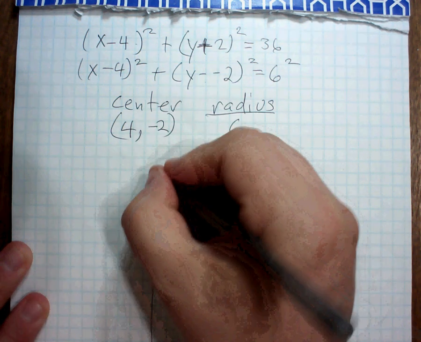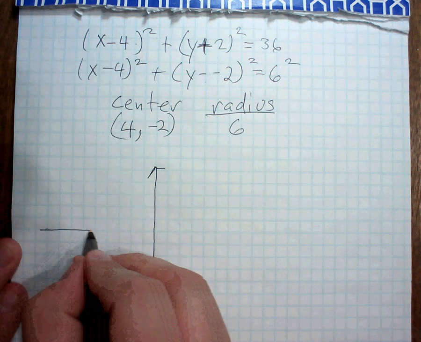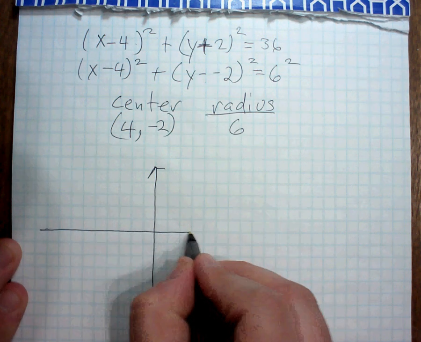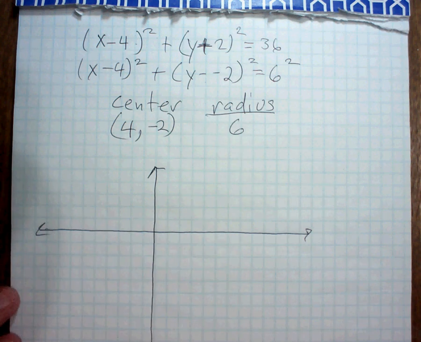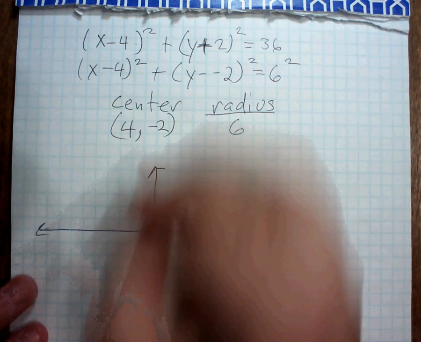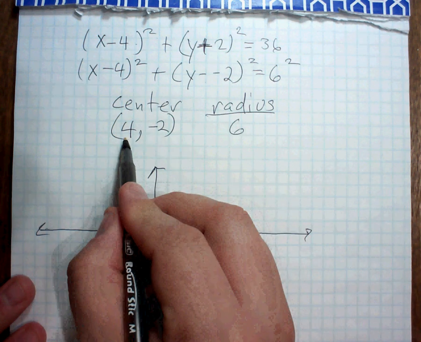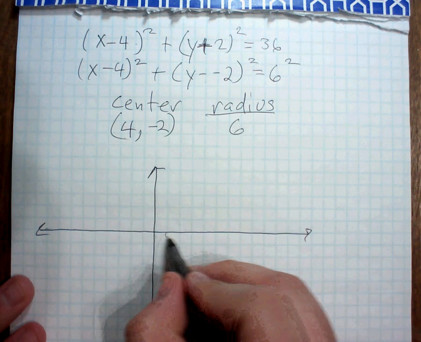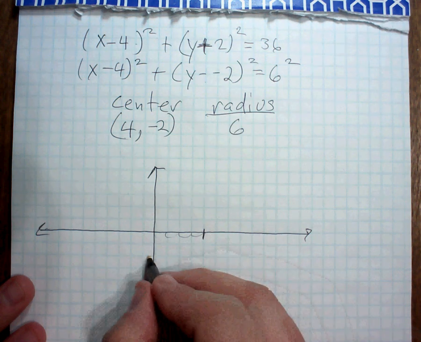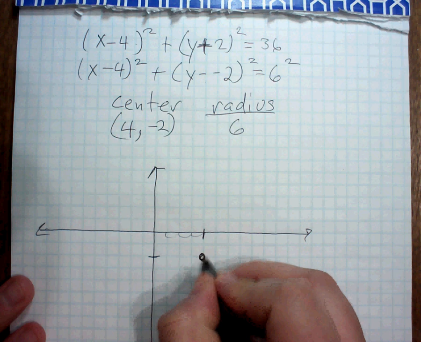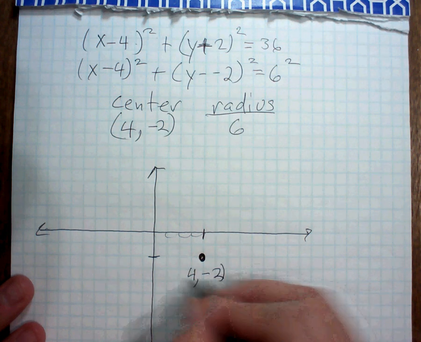Okay? So now if I want to graph this thing, I'm going to carefully draw my XY plane, like this. And I'm going to find the center of the circle, so I'm going to go over 1, 2, 3, 4. Then I'm going to come down 2. So this is my center of the circle, which is 4, negative 2.